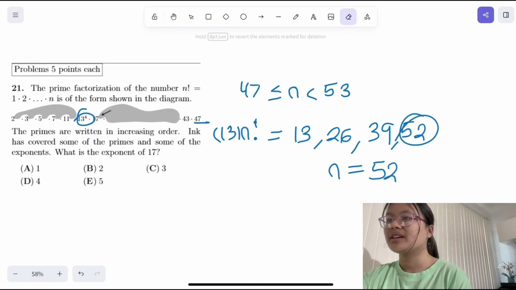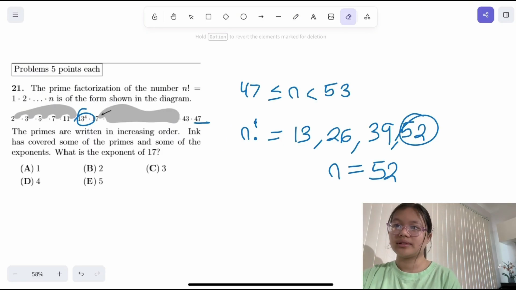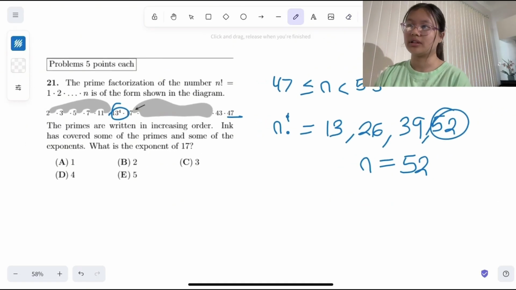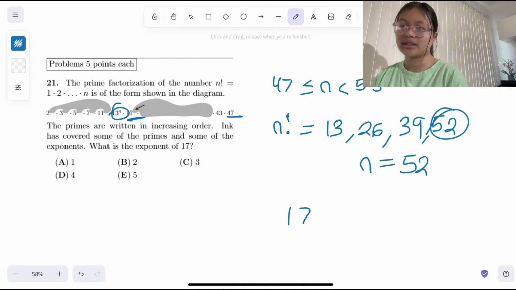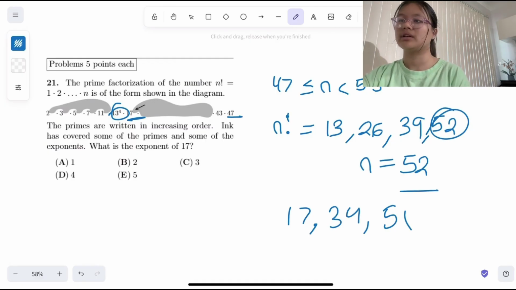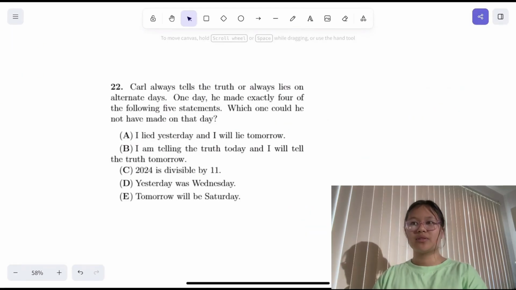To put it in easier terms, you can see that there are 3 multiples of 17 that would fit before it reaches 53. So the multiples are 17, 34, and 51. And since that fits in our category, this would make our exponent of 17 equal to 3. So it's C. Alright, number 22.